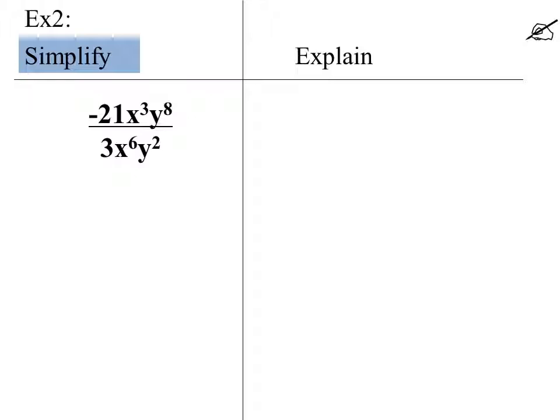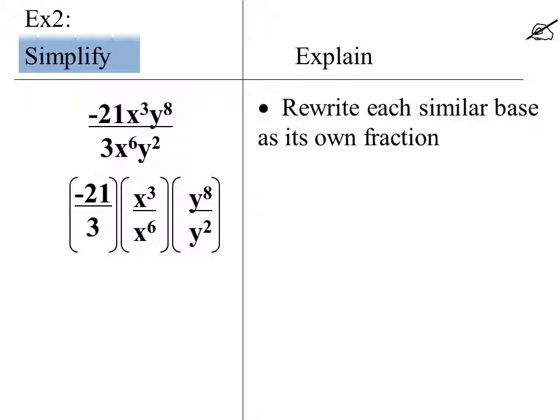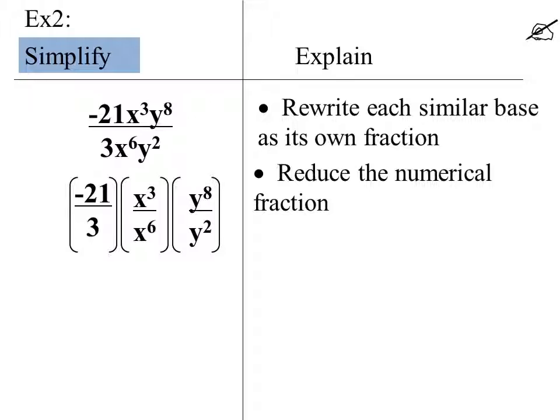Try this one. Rewrite each one as similar. Negative 21 over 3, x to the third over x to the sixth, y to the eighth over y to the second. Reduce the numerical fraction. Negative 21 divided by 3 is 7.